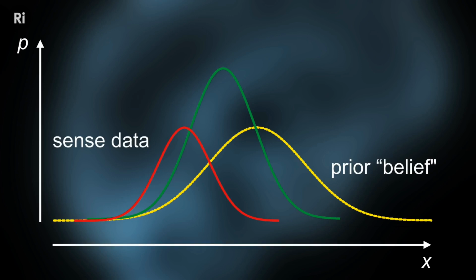And the optimal combination of the prior and the likelihood, the yellow curve and the red curve, is this green curve, which we would call the posterior distribution. And that represents the best optimal combination of these two sorts of evidence. And the idea is, well, that's what we perceive.